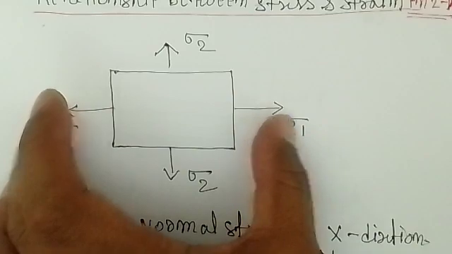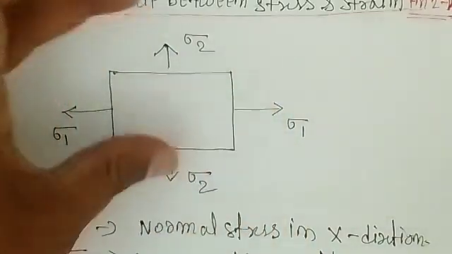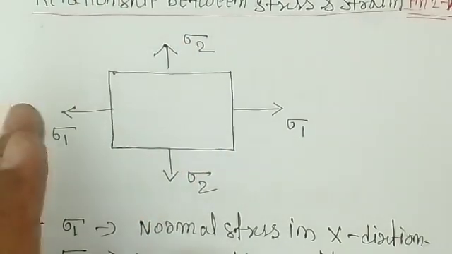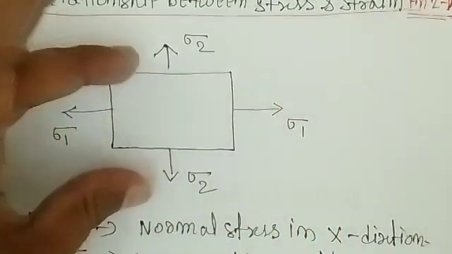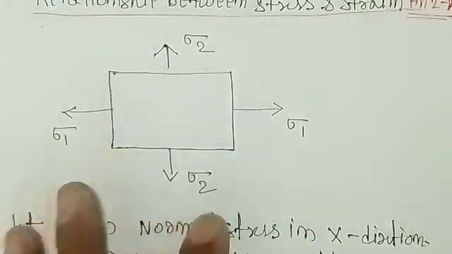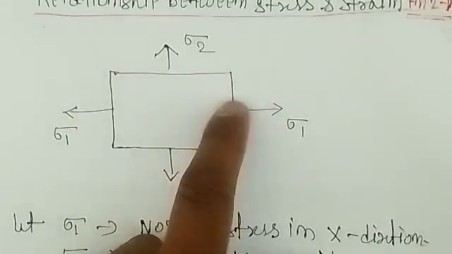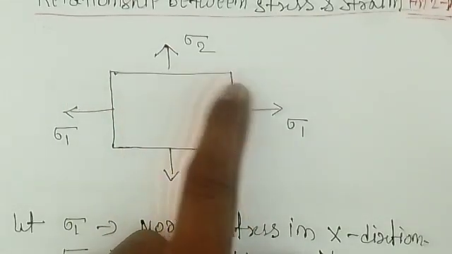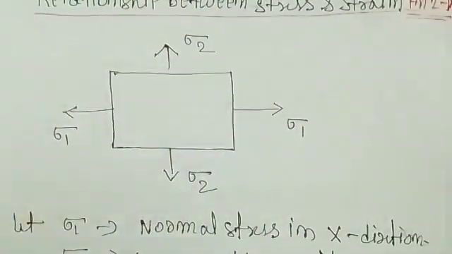So when the stress is induced along the x-axis, it means that along the x-axis the length will increase, right? But on the y-axis the length will decrease. That means the longitudinal dimension will increase because of this sigma 1, and the lateral dimension will decrease. It means that because of this sigma 1, the strain will be produced in the x-axis as well as on the y-axis. So on the x-axis the strain is positive, that is longitudinal strain, and on the y-axis the strain will be lateral strain. That means both are opposite to each other.